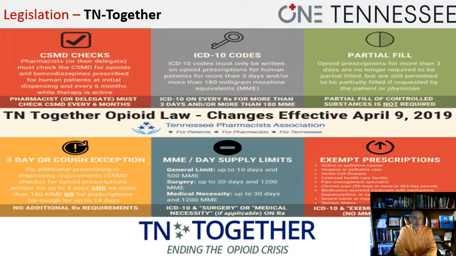There are some morphine milligram equivalent day supply limits. There's a general limit of up to 500. The surgery limit has been removed. And then there's a medical necessity limit, up to 30 days and 1,200 morphine milligram equivalents. And then there's some exempt prescriptions, and we'll talk about what that means on the next slide.